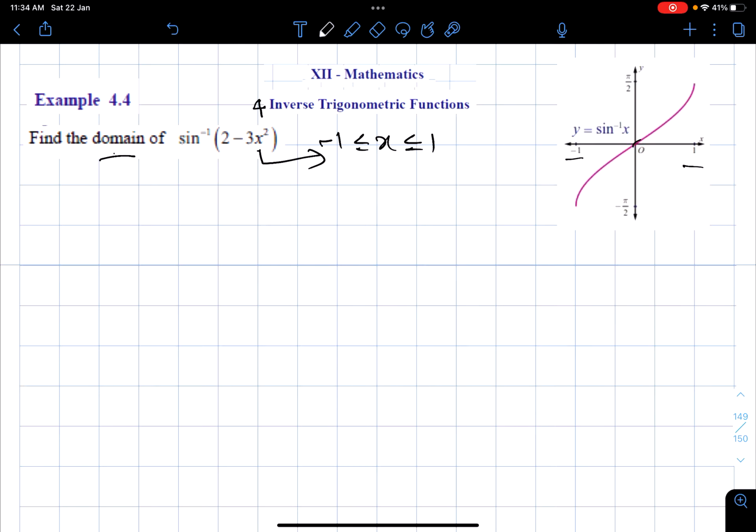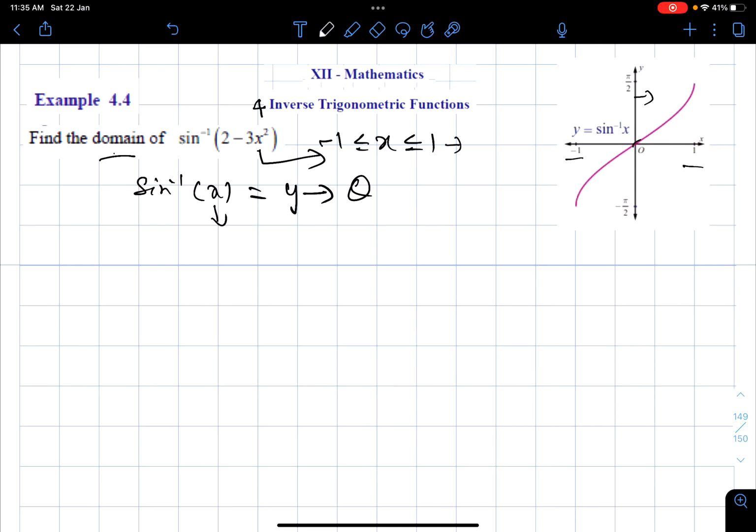Actually, how will we write it? Sine inverse of x equal to y, and this y is here in radians, that is in theta. So you have to get the domain, which means you have to get the values of x. So you are going to get it in this interval. So we have to put this x in this interval.